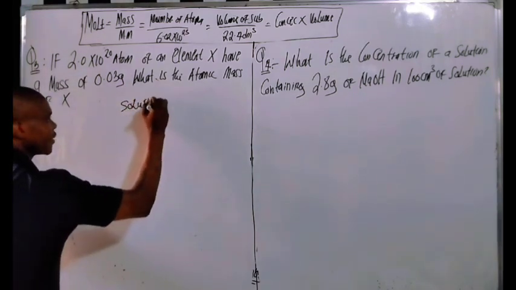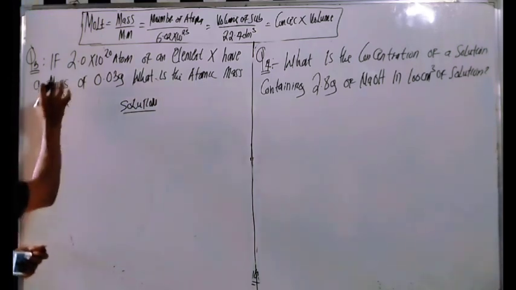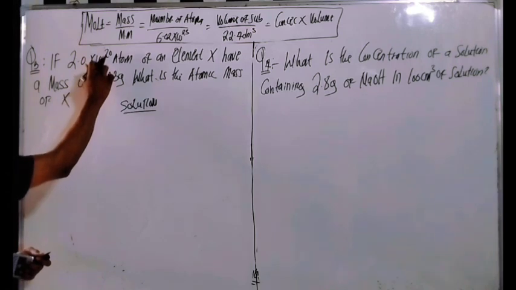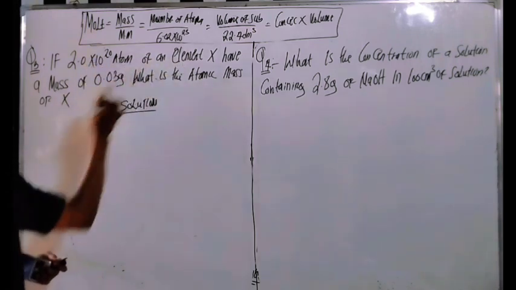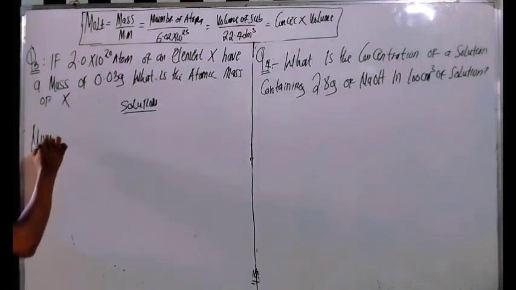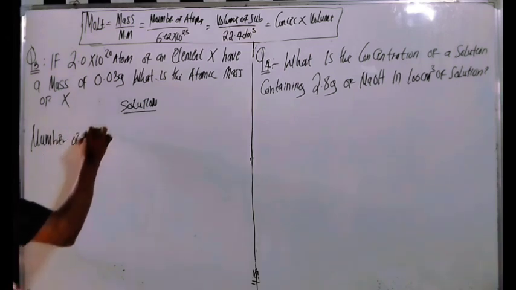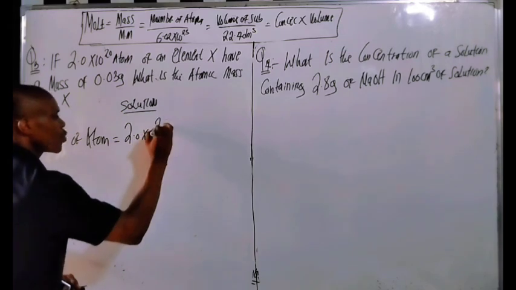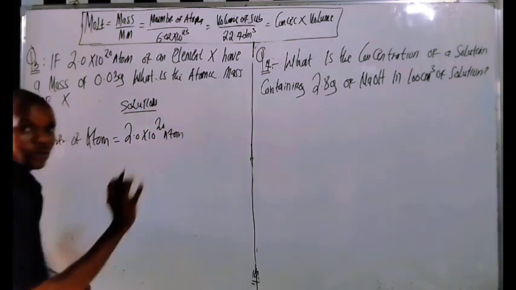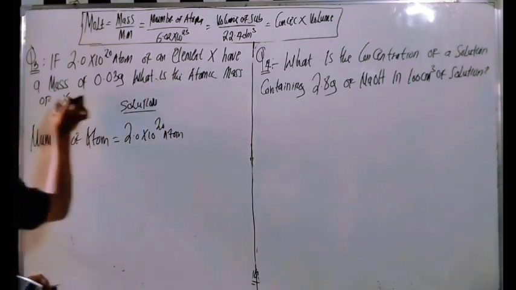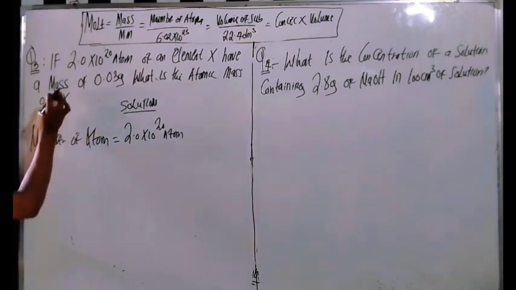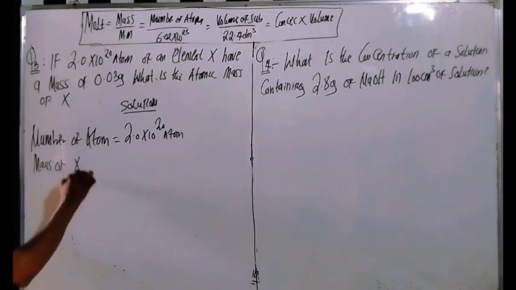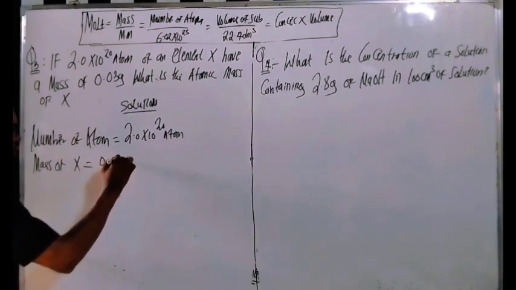Please pay close attention. It's very easy. They give us the number of atoms, right? They say 2.0 × 10^20 atoms of an element. Now, of an element have a mass. So they give us the mass of the element. The mass of X, which is the element, is 0.03 gram.